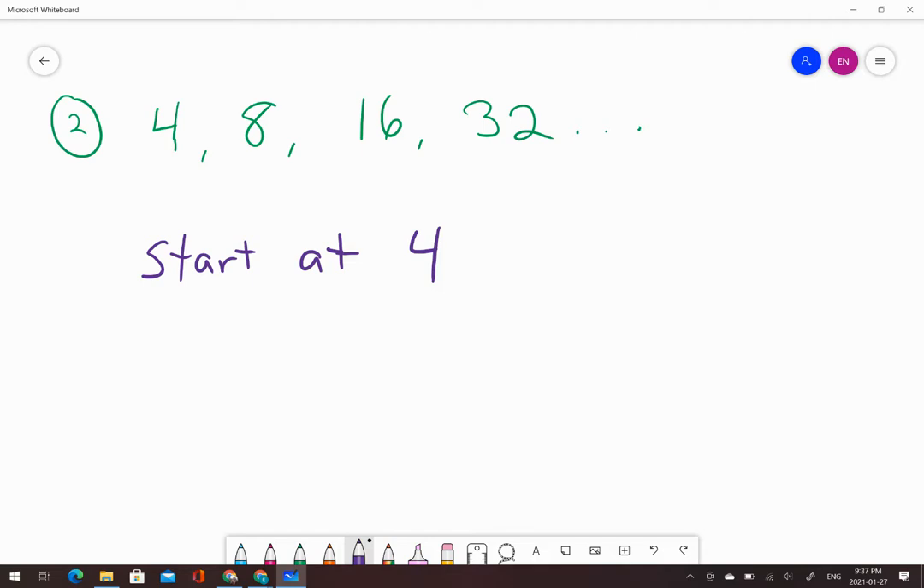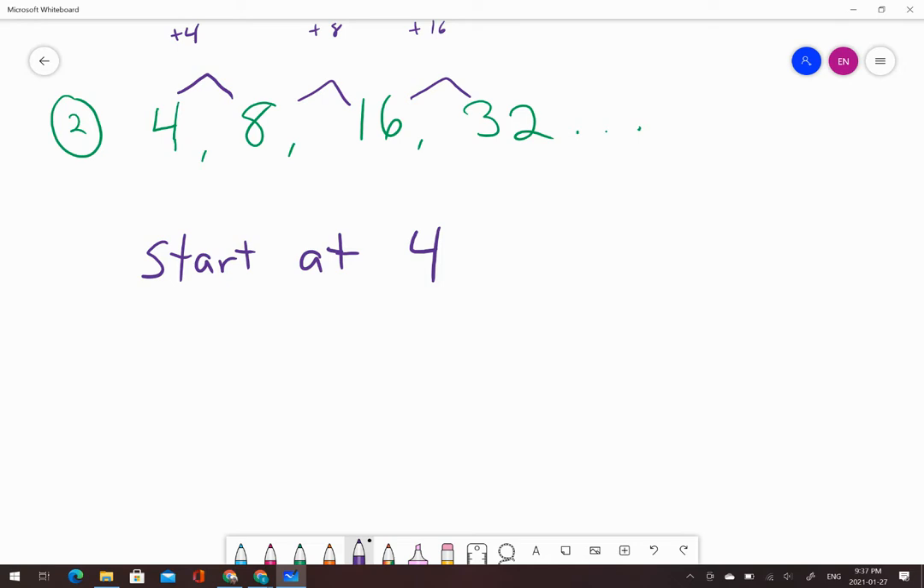Now I'm going to look and see if I can figure out the rule. To get from 4 to 8, I add 4. But to get from 8 to 16, I don't add 4. So I don't think that's my pattern rule. How do I get from 8 to 16? I add 8. And to get from 16 to 32, I add 16.